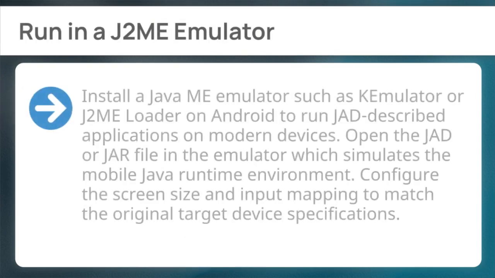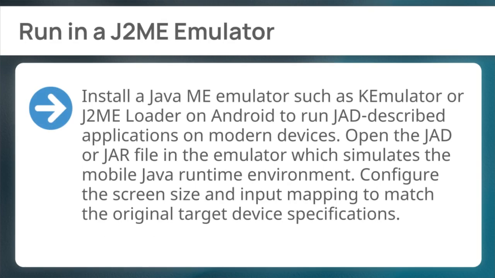Finally, run in a J2ME emulator. Install a JADMaker emulator such as Chemulator or J2ME Loader on Android to run JAD-described applications on modern devices. Open the JAD or JAR file in the emulator, which simulates the mobile Java runtime environment. Configure the screen size and input mapping to match the original target device specifications.